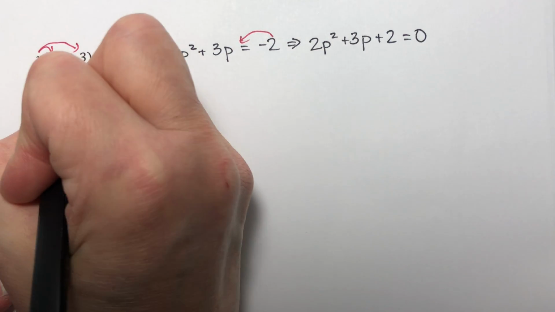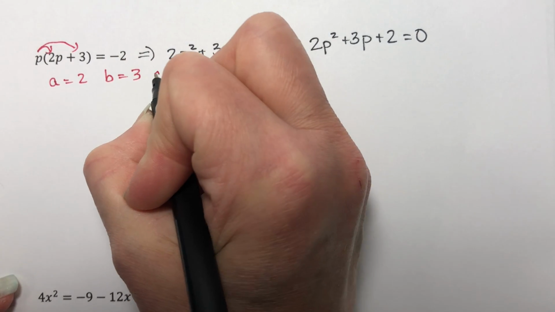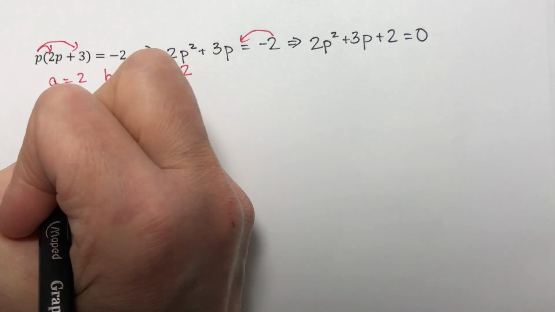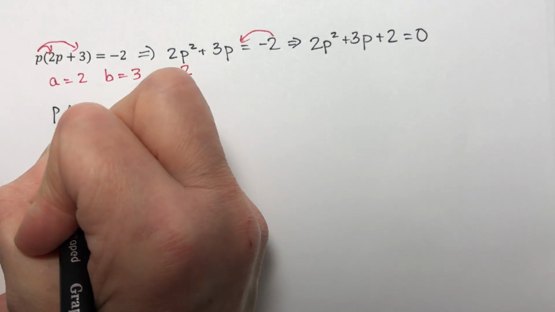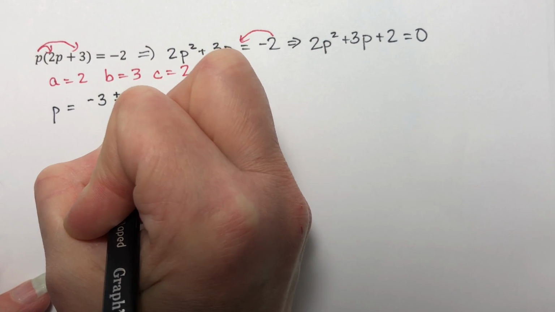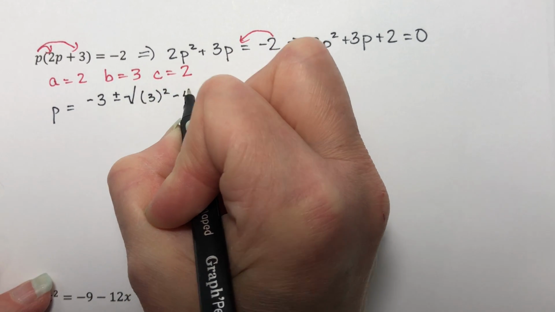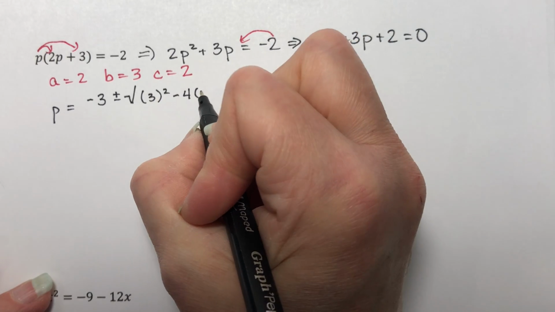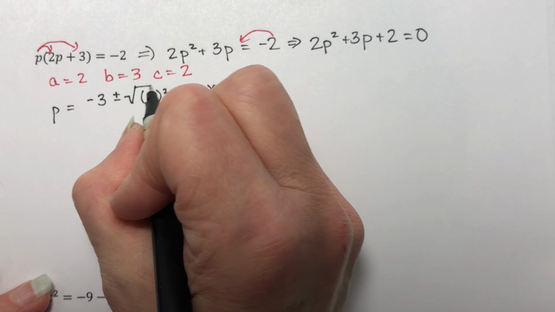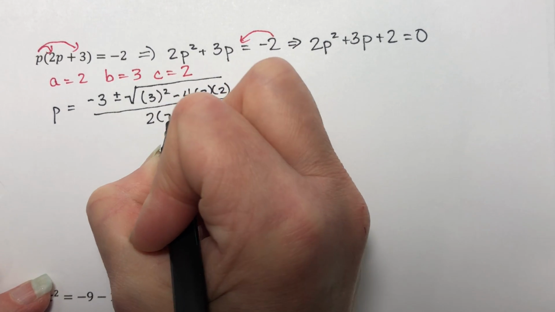So my a is going to be 2, my b is going to be 3, and my c is also 2. Plug into the formula. p is our variable, and this equals negative b, so negative 3, plus or minus the square root of b squared, so 3 squared, minus 4 times a, and a is 2, times c, which is also 2. And this is all over 2 times a, which is 2.